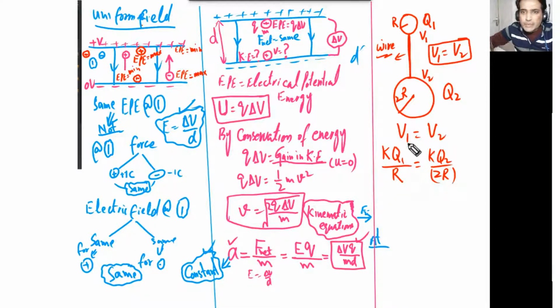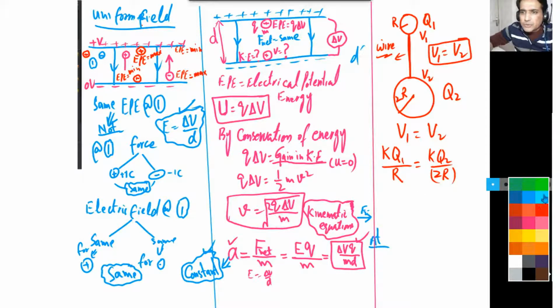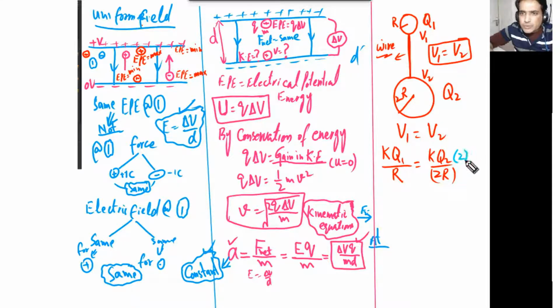Now from here you need to understand that as V1 is equal to V2, Q2 has to be 2 times that one. So Q cancels with Q, and R cancels with R. We will find from here that Q2 is equal to 2 times Q1. It's 2 times actually, not 4 times. So this is one thing we have found: Q2 is equal to 2 times Q1.